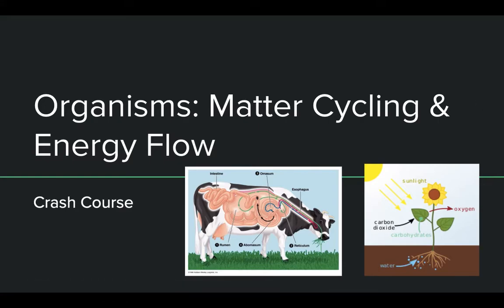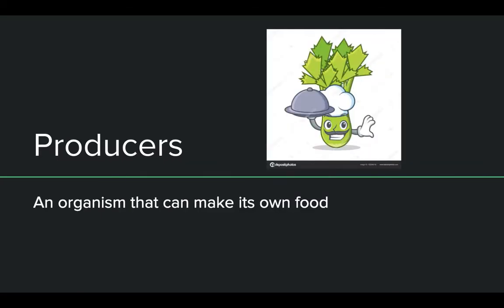The crash course on organisms, matter cycling, and energy flow. And we're going to focus on producers, an organism that can make its own food. So these are organisms that do not have to go eat food, they are able to make it themselves.